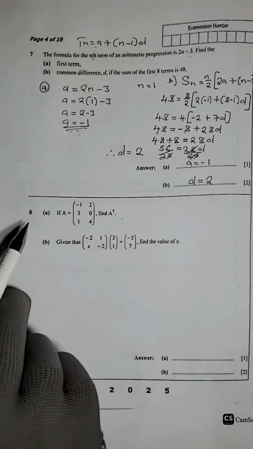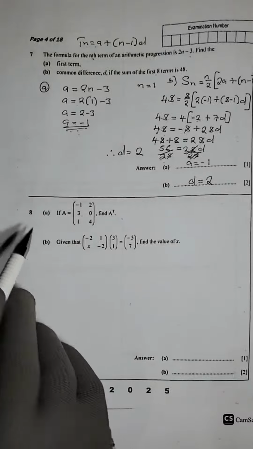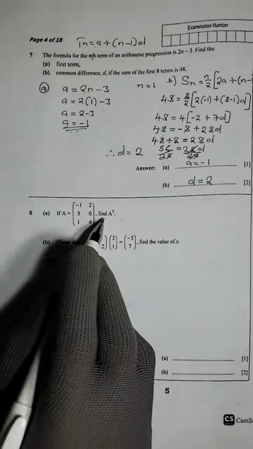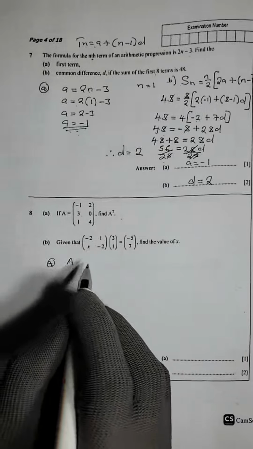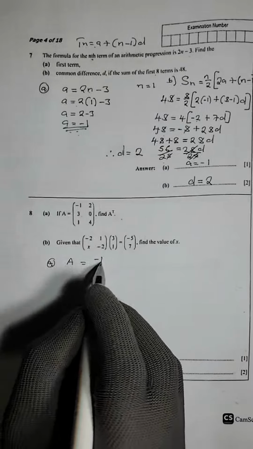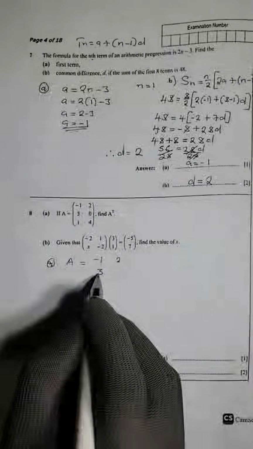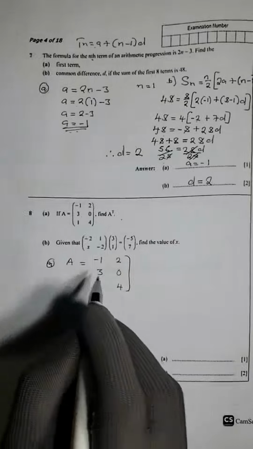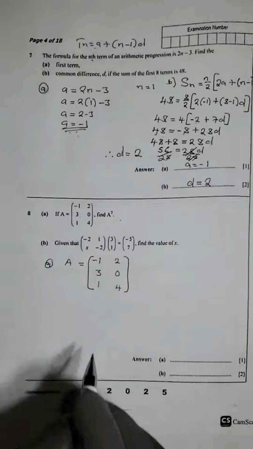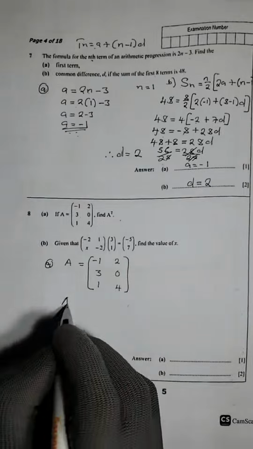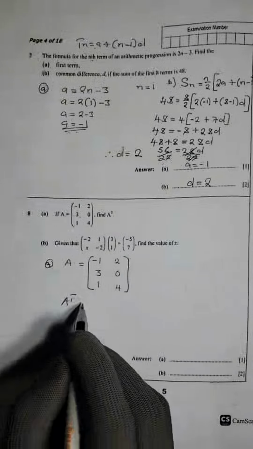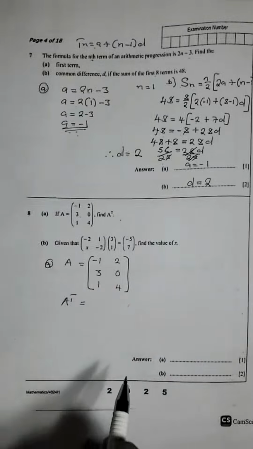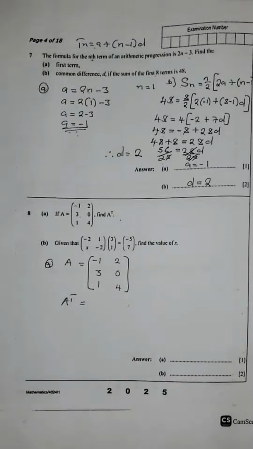Now, 8A: this is the matrix, and we're asked to find A transpose. Matrix A has rows -1, 2, 3 and 0, 1, 4. We are asked to find AT, which means the transpose. The transpose is just to change: rows become columns and columns become rows. It's as simple as that.